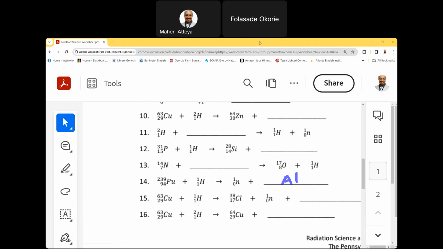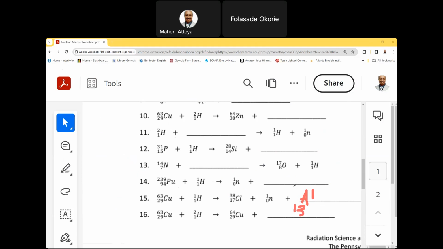Okay, so we have 30 and so you said AL. Yes, sir. So that's 13. That's aluminum. Yes.